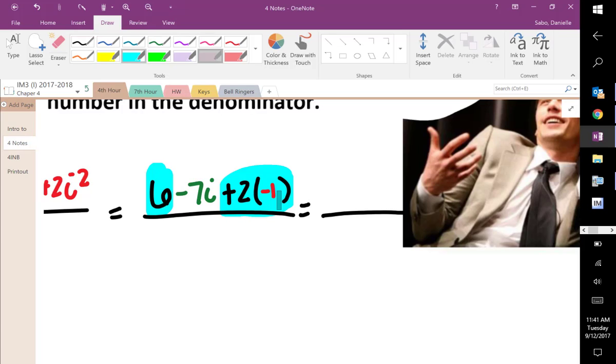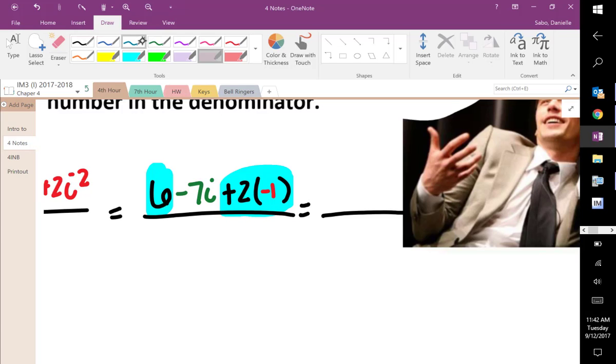So really, what is 6 minus 2? 4. It is 4. Because remember, a -1 is going to change the sign to a -2. Or in your calculator, you could put 6 plus 2 parentheses -1, and that would get you the same answer.